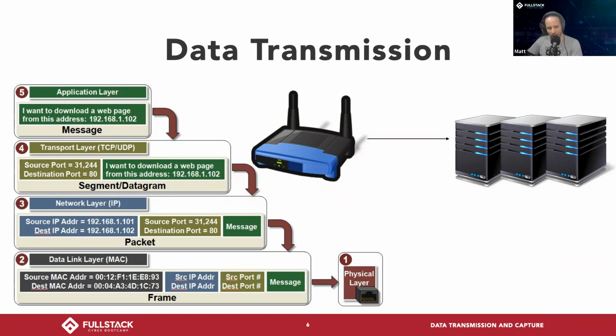Then, going down another level, we have the MAC layer, the physical layer, right? We have a source MAC address and a destination MAC address. Who's sending this message? Where is it going to? And that all gets encapsulated. And then finally, we have the physical layer, which we're not going to talk too much about.